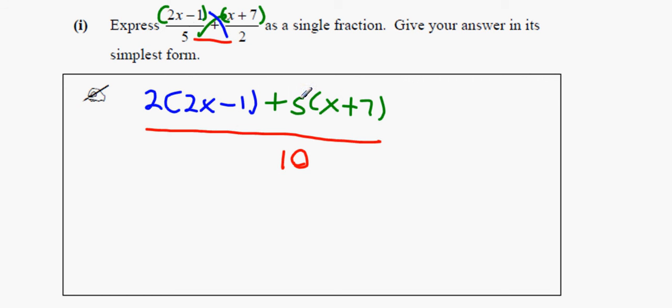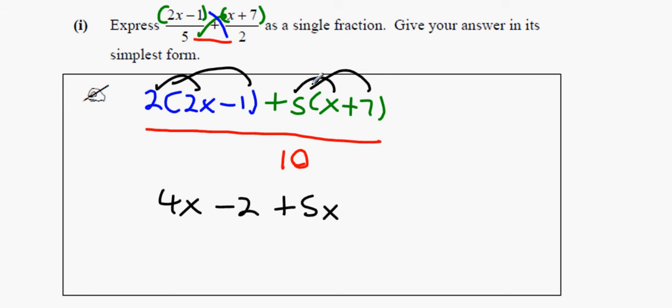Okay, so the 2 goes up beside the 2x minus 1. The 5 goes up beside the x plus 7. And 5 multiplied by 2 is 10. Now all we got to do is multiply these out. Okay, and what we get is 4x minus 2 plus, 2 by 2x is 4x, 2 by minus 1 is minus 2, 5 by x is 5x, 5 multiplied by 7 is plus 35, and this is all divided by 10.